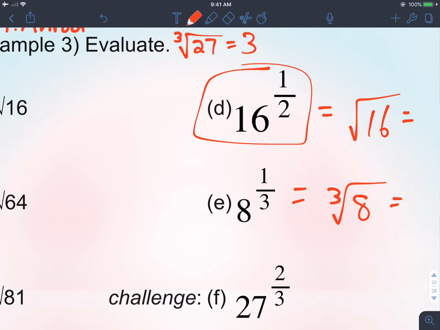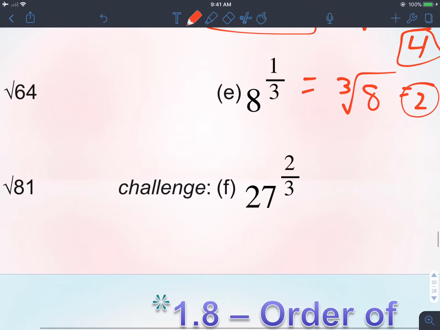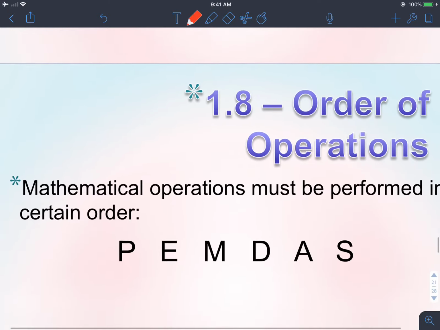Square root of 16 would be 4, and the cube root of 8. Now, like, we're really getting to thinking stuff. Cube root of 8. Two. Yeah. If I have to go back, just let me know.